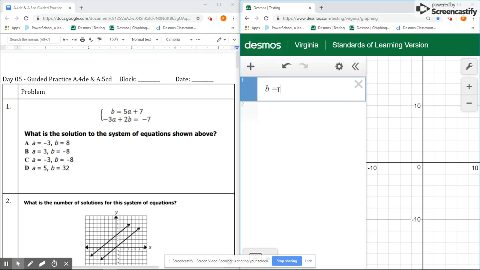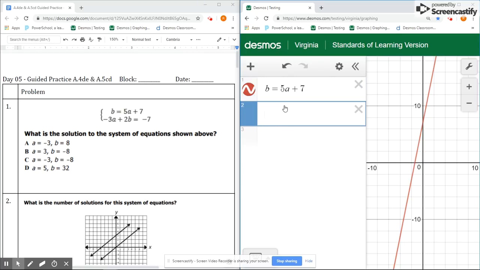So we're going to type this into Desmos, like almost everything we've done so far. Here's the first line, b equals 5a plus 7. And negative 3a plus 2b equals negative 7. Okay, let's just change these to x's and y's, change b to y and a to x.